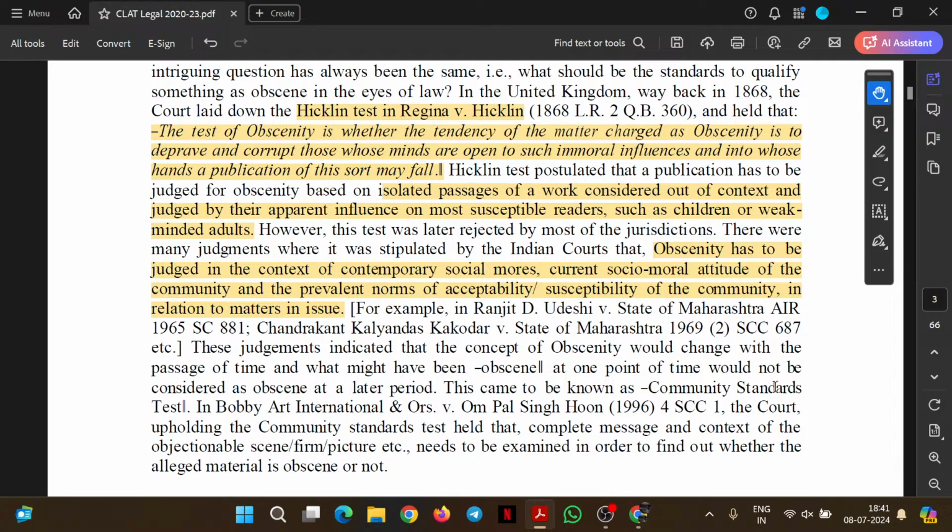So we have studied what the Hicklin test is in the passage. Now, the idea of obscenity that was discussed in the Hicklin test was an idea of isolation. But now the author goes on to say that obscenity has to be considered in tandem with the socio-moral attitude of the community. Something 100 years ago, but can that be considered obscene now? That is to be answered. That is to be understood.